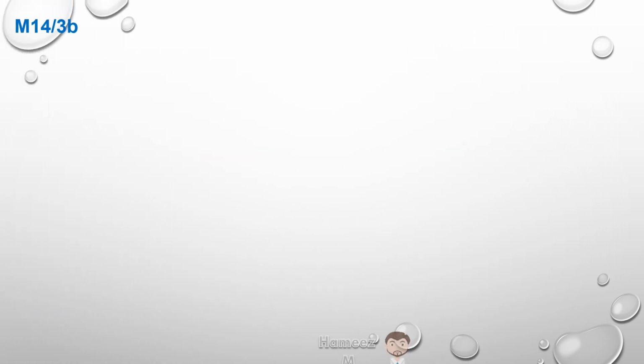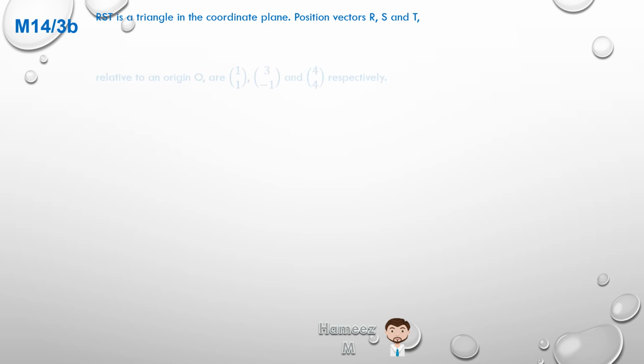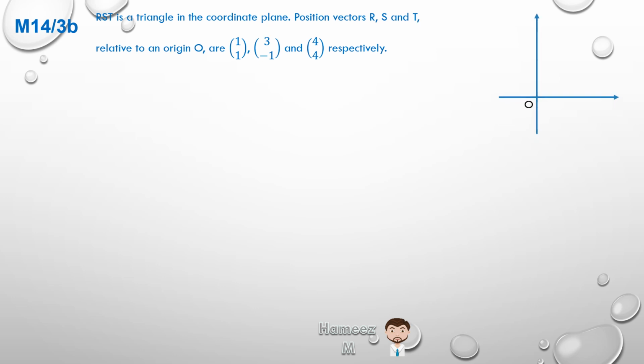May 2014, number 3b. RST is a triangle in the coordinate plane. Position vectors R, S, and T relative to an origin O are (1, 1), (3, minus 1), and (4, 4) respectively. Let's bring up a little sketch. And since R is (1, 1), let's mark where R is. Let's bring up our X to show that point. And S is (3, minus 1), so it's to the right of O, but below the x-axis. And (4, 4) means T is 4 to the right and 4 up, so it's in the first quadrant.